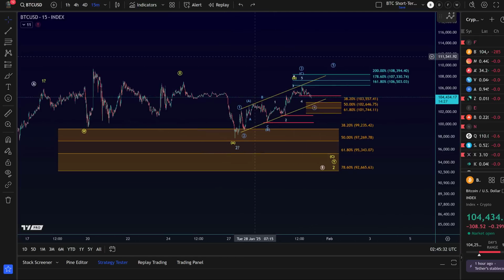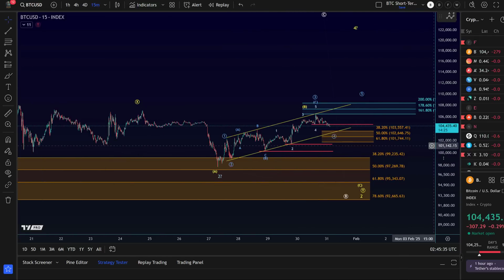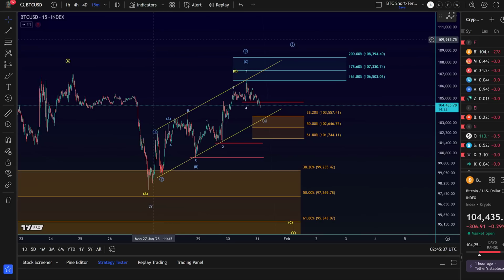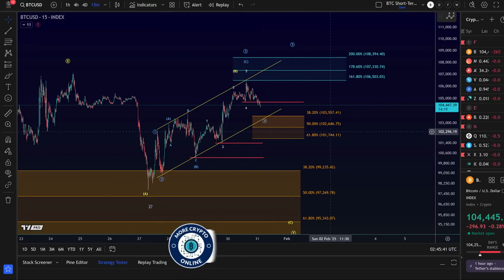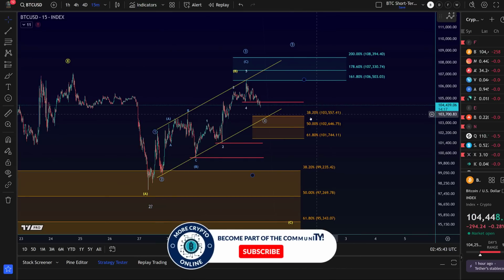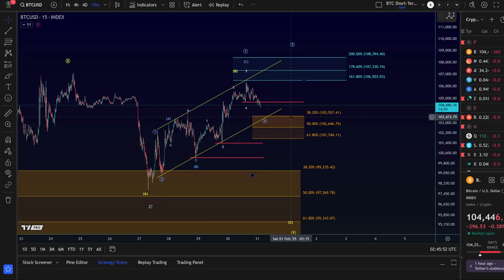This is what I'm tracking at the moment primarily, at least as long as the market holds above the $101,744 level. Now, to keep this scenario alive, the market needs to hold above support. Any sustained break below 101,744 would indicate that maybe something more bearish is unfolding.